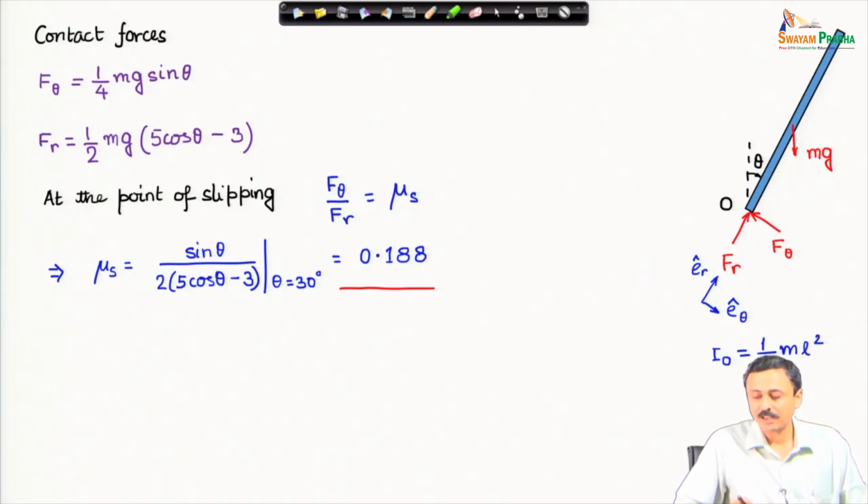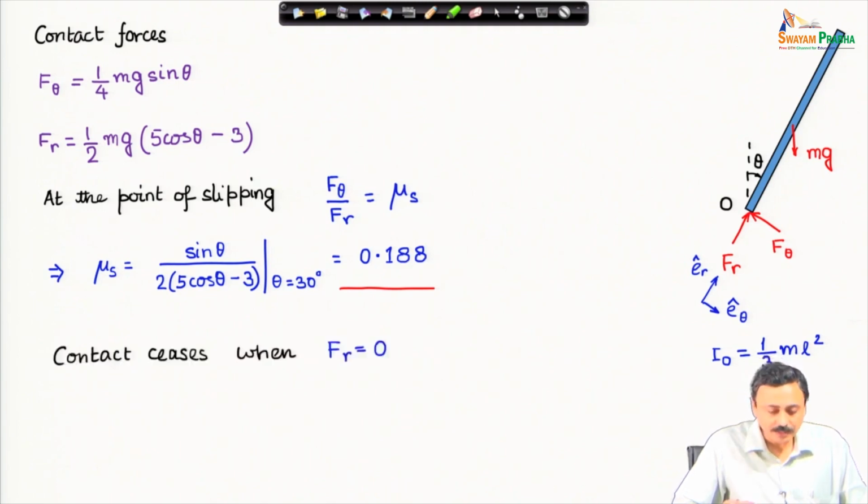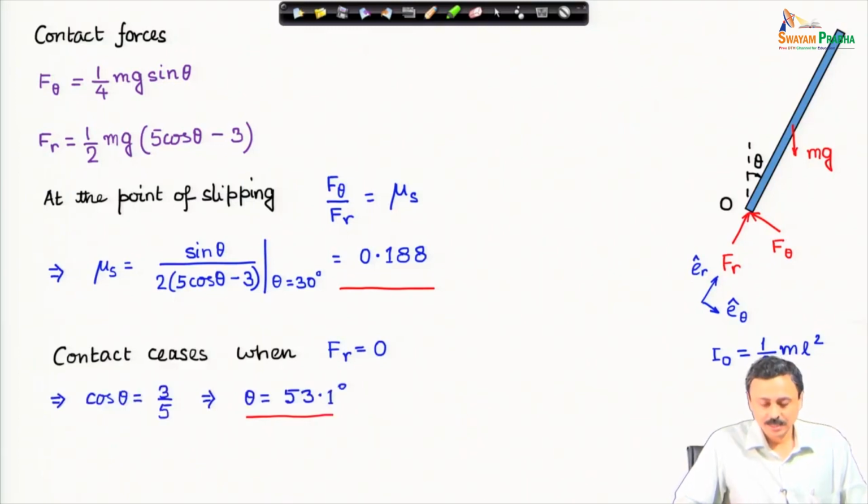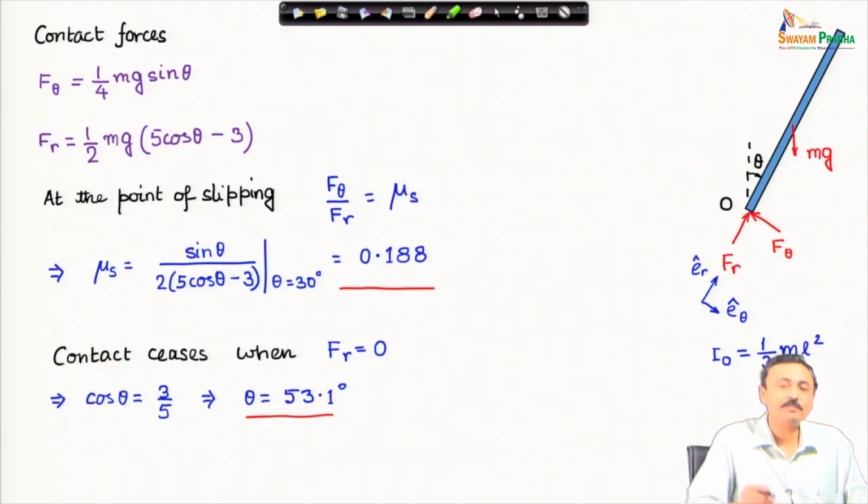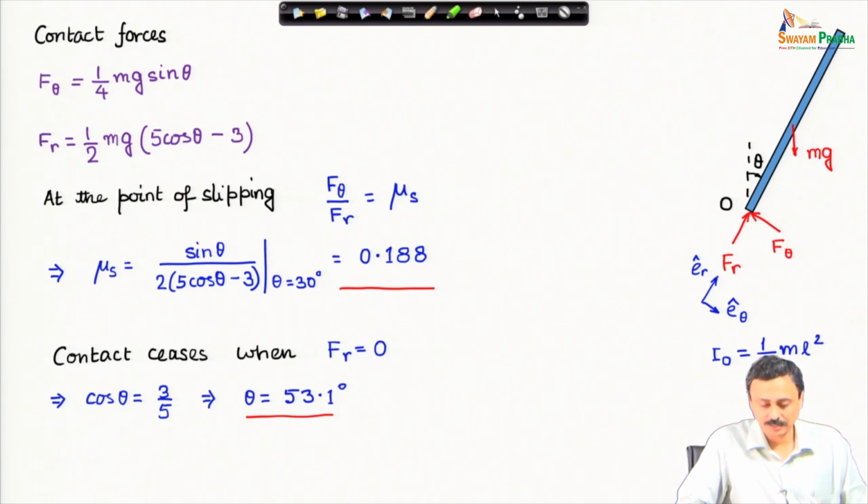The second part of the problem was, if the bar is notched, then when will it lose contact? As I have mentioned, it will lose contact when F_r goes to 0. Let us see when F_r goes to 0, then contact will cease. If F_r goes to 0, I just put F_r as 0 in this expression of F_r that I have solved, and I find out theta, and that turns out to be 53.1 degree. Therefore, if it is a notched bar, it will not slip, but at 53.1 degree, let us say around 53 degree, it will lose contact.